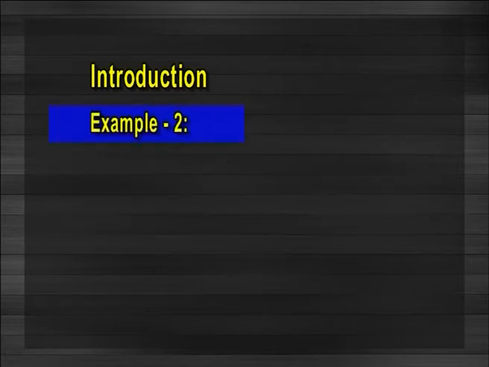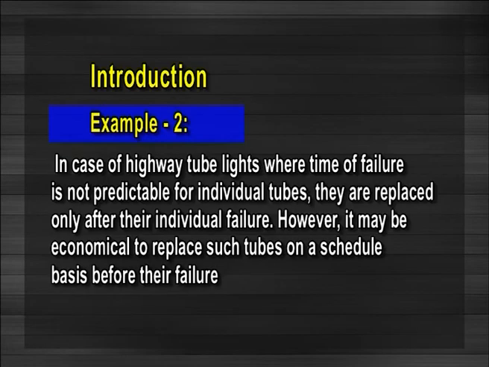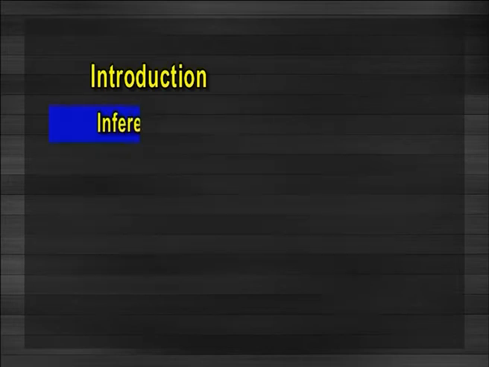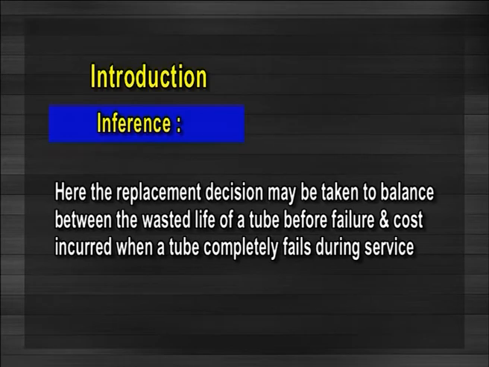Now coming to the second example. In case of highway tube lights, where time of failure is not predictable for individual tubes, they are replaced only after their individual failure. However, it may be economical to replace such tubes on a scheduled basis before their failure. Looking into the inference, here the replacement decision may be taken to balance between the wasted life of a tube before failure and cost incurred when a tube completely fails during service.